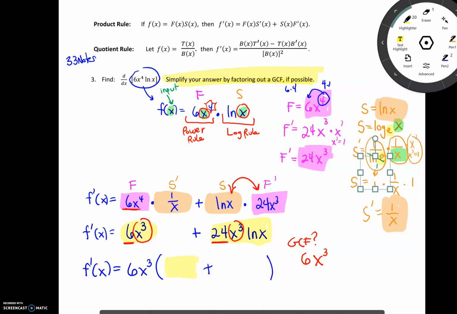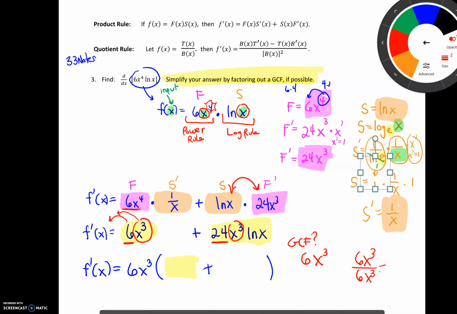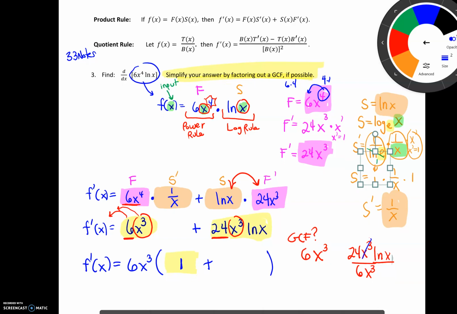So what's left over in my first term? Well, if I factor out the 6 and I factor out the x cubed, what I'm really doing there is dividing that out. Undistributing, unmultiplying is dividing. So 6x cubed divided by 6x cubed would just be a 1. So there's going to be a 1 placeholder in that first term. And then for the second term, if I did 24x cubed natural log of x divided by 6x cubed, those x cubes would divide out to 1, and then 24 divided by 6 would be 4. So I'd be left with 4 natural log of x.